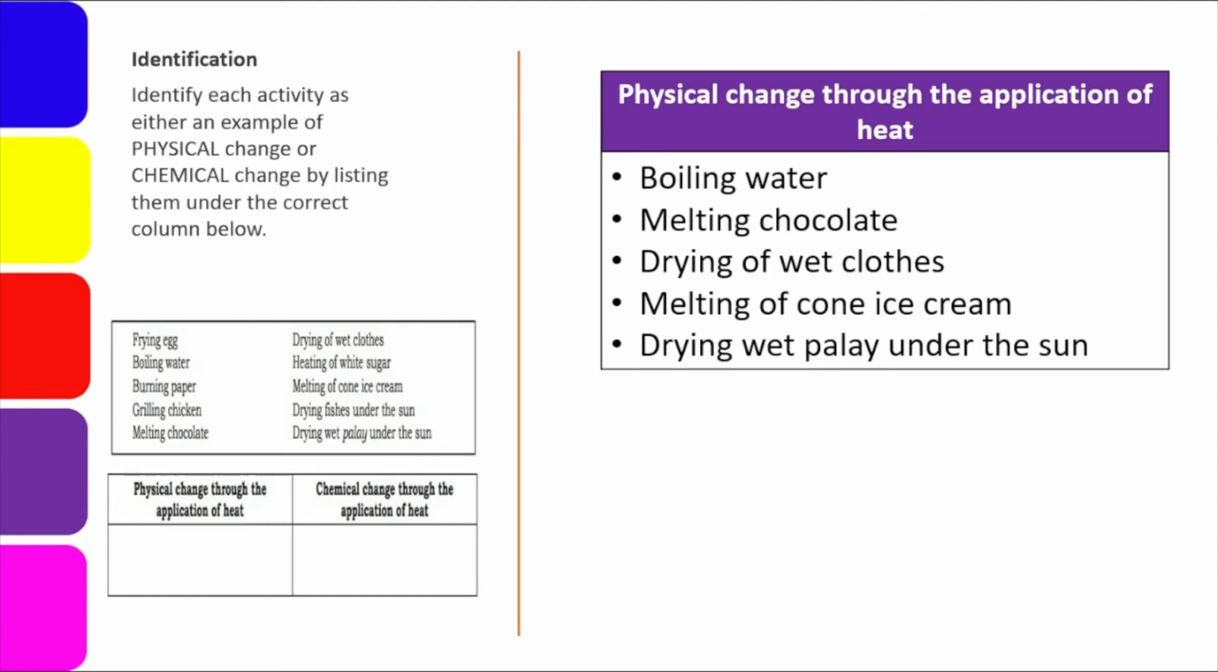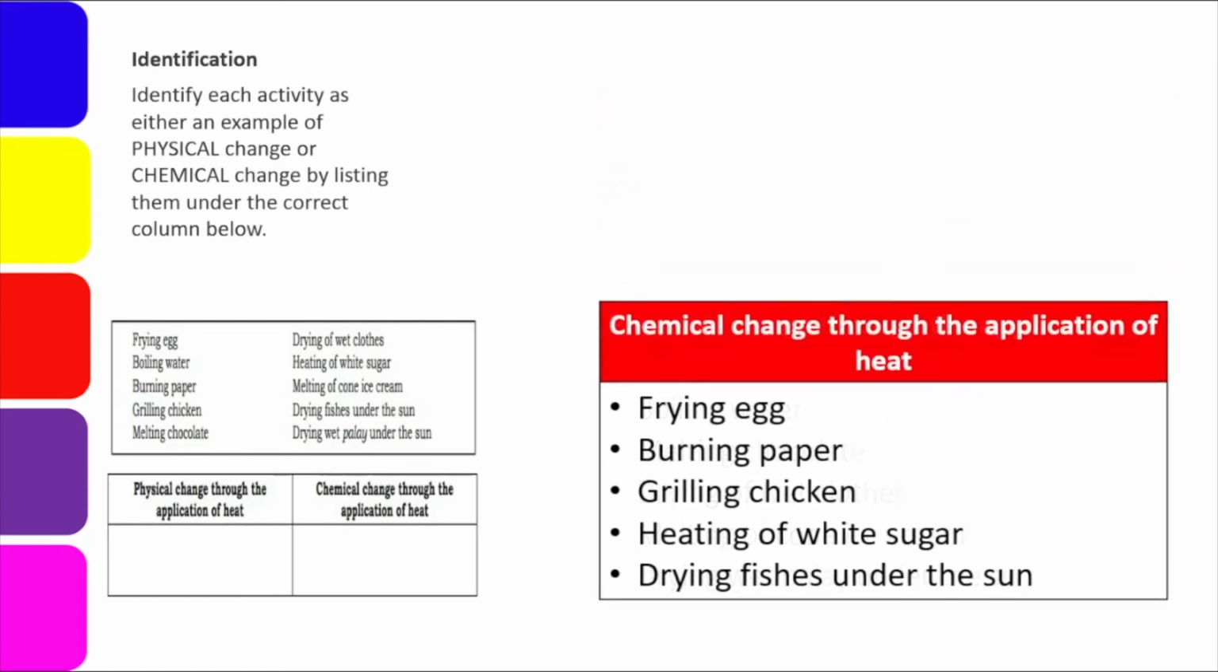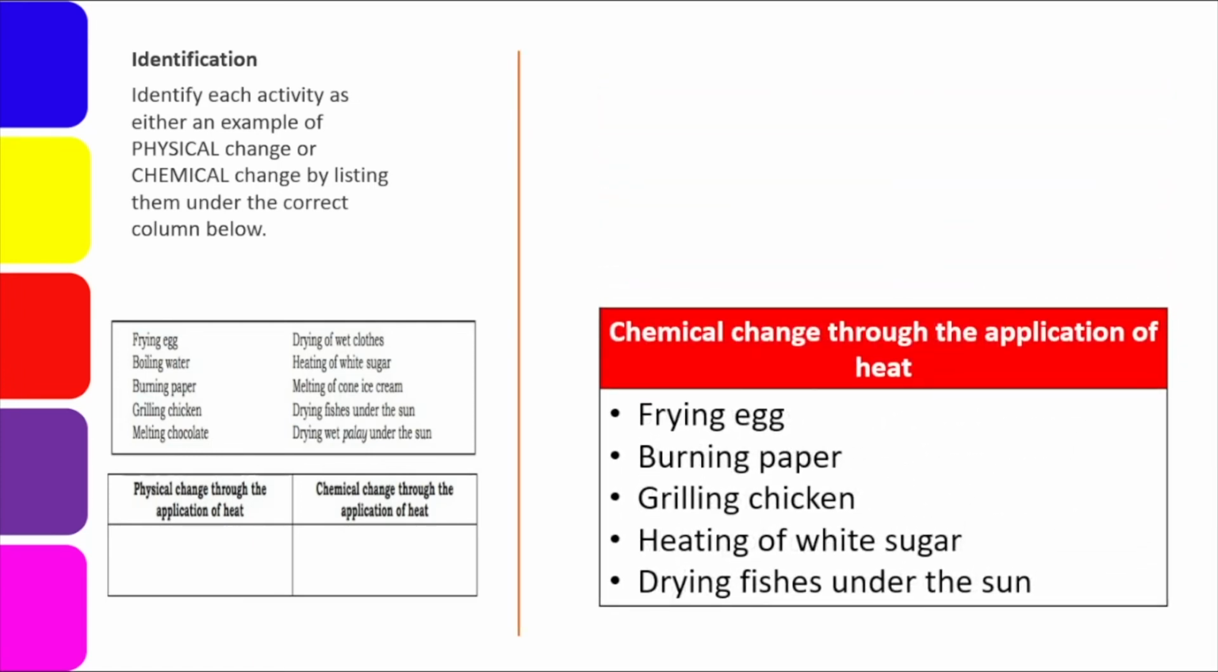That is because of the keywords boiling, melting, and drying, which are under physical change, a change in the state of matter, solid, liquid, gas, either in the presence of heat or when heat is lost. For chemical change through the application of heat, the correct answers are frying egg, burning paper, grilling chicken, heating of white sugar, drying fishes under the sun.